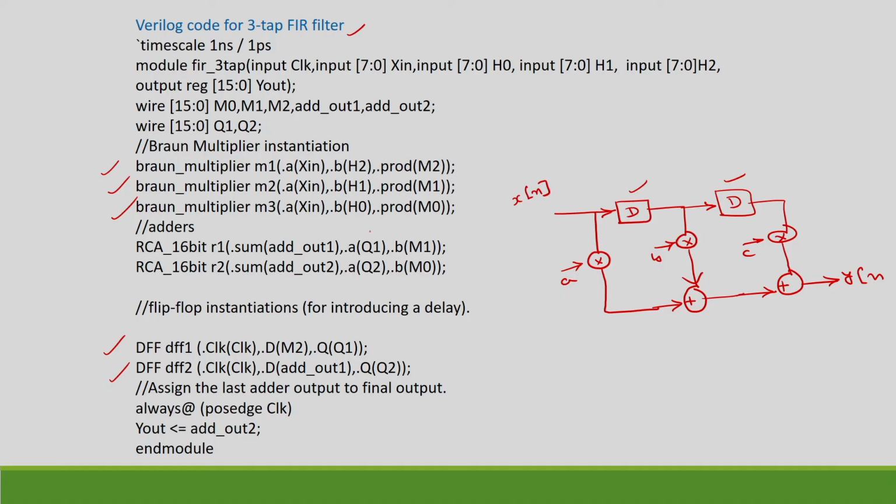Instead of A we are calling it H0. This is up to you. Here I have used H0, H1, H2, and then 2 adders, ripple carry adders. This ripple carry adder size should be 16-bit, because we are multiplying 2 numbers here. One is H0 or A, which we have taken as 8-bit, and x of n we have taken as 8-bit. This 8-bit by 8-bit multiplication we have implemented using the Braun multiplier. So, the output of this one will be 16-bit.